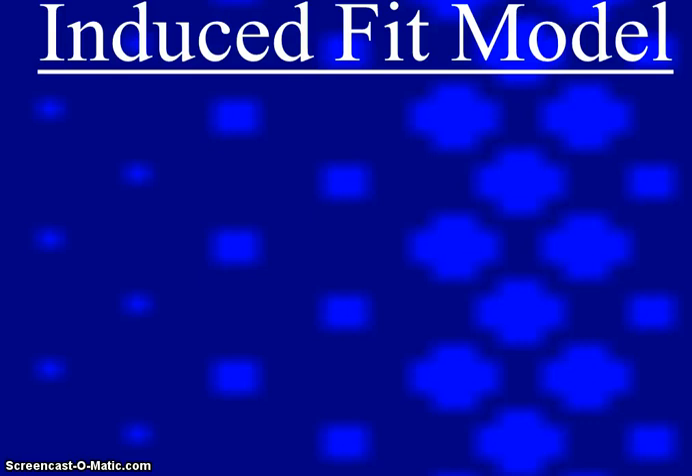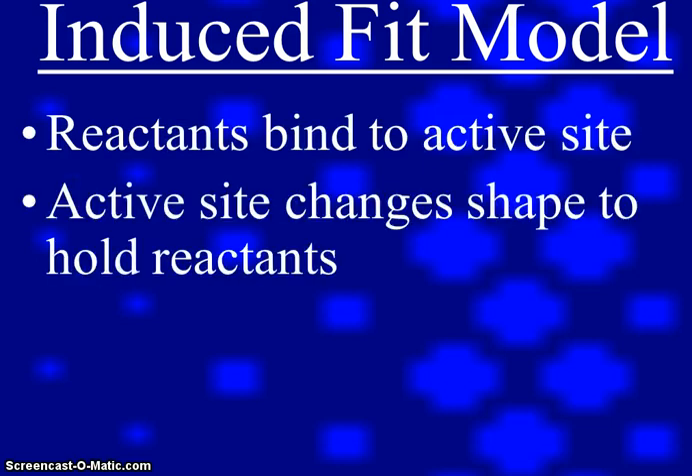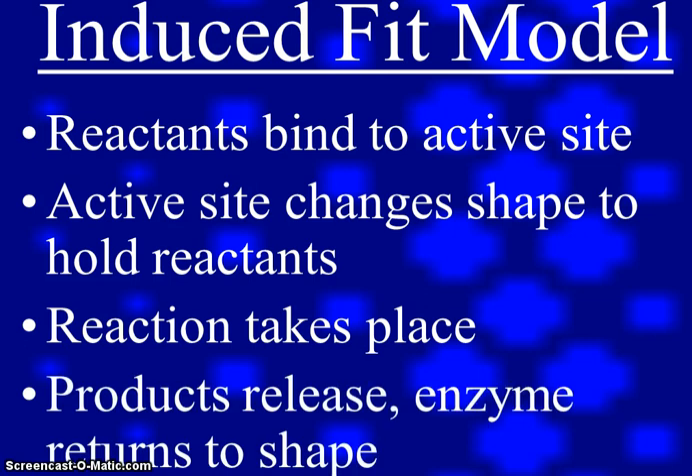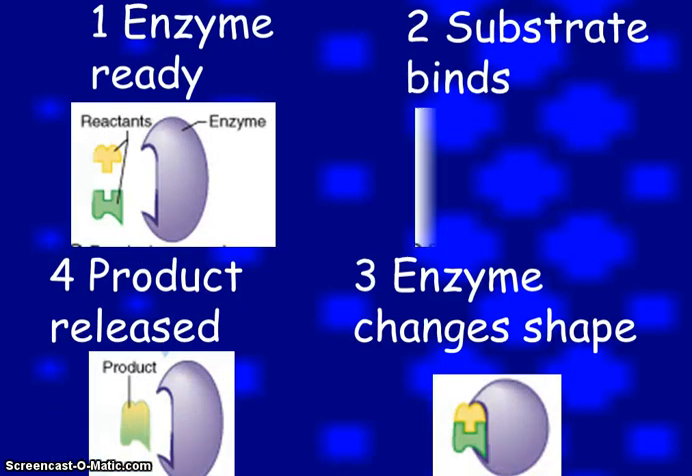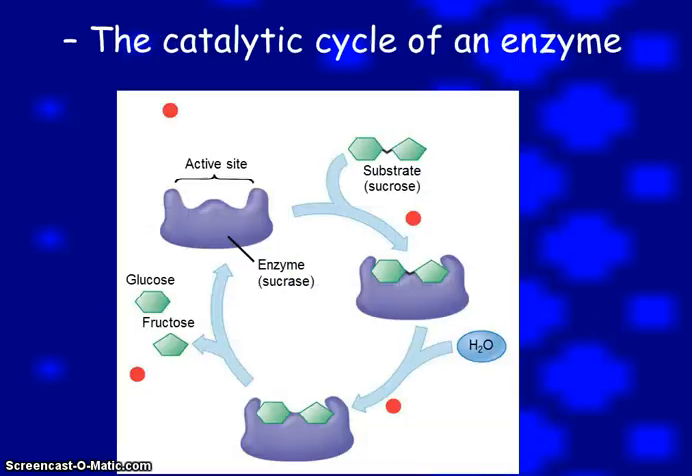The next way is called the induced fit model. Now, with the induced fit model, we're going to have a little bit of a change in the shape. So once the reactants bind to the active site, there's a change that occurs, allowing the reaction to take place, releasing the product. Then the enzyme will go back to its original shape. Okay, and you can see here, once we have the substrate binding, there's a change of shape, we release the product, and it goes back to normal.